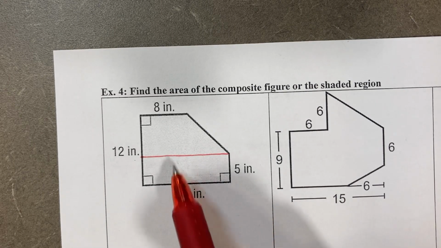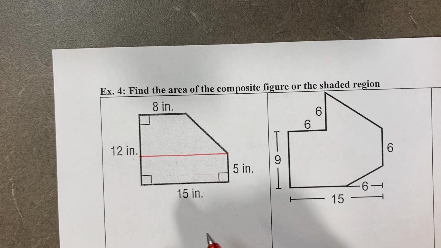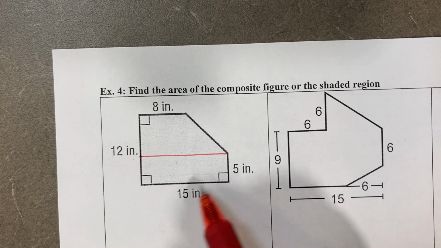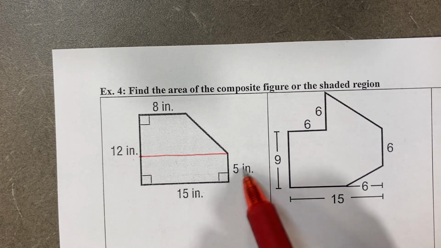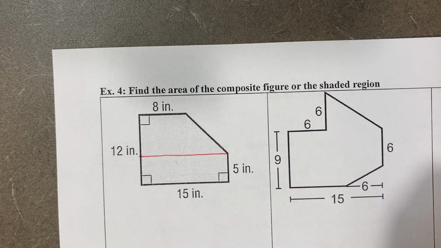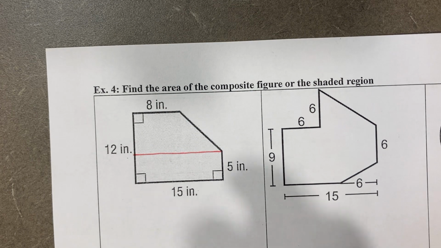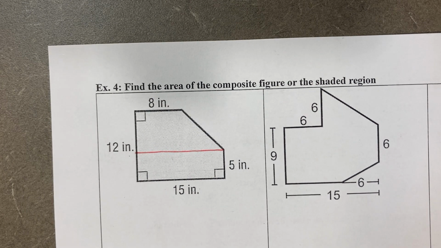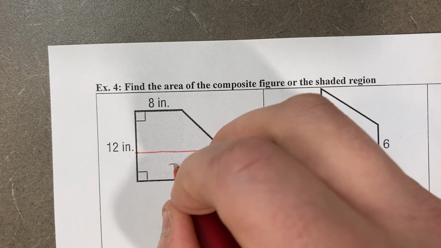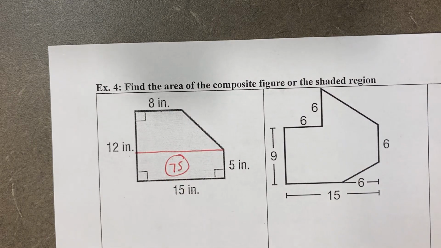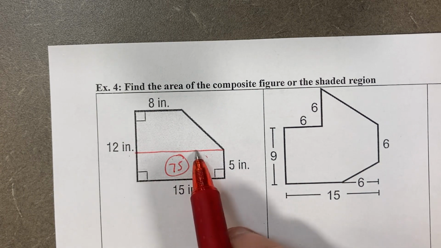And now we have a rectangle and a trapezoid. You can do that. So this is a 5 by 15 rectangle. All right, 5 by 15 is, what is that, 75? So what I like to do is 5 by 15, 75, yeah. I find the area and I circle it. Kind of helps me to keep things straight. I do have to find the area of this trapezoid.